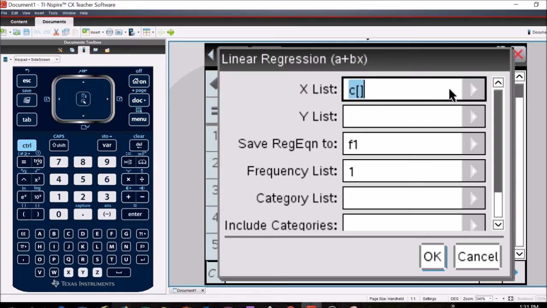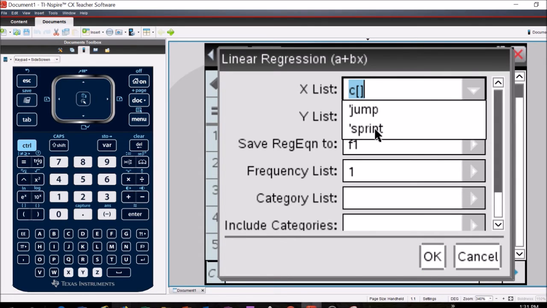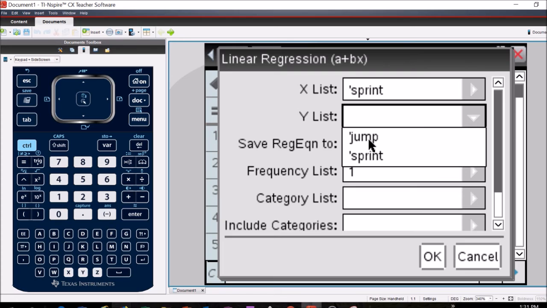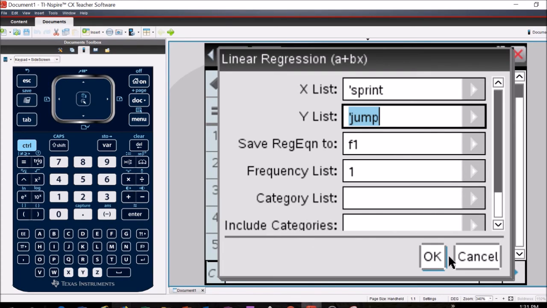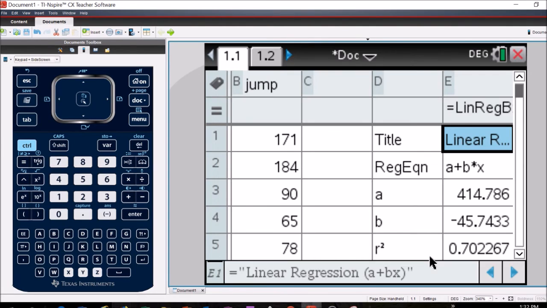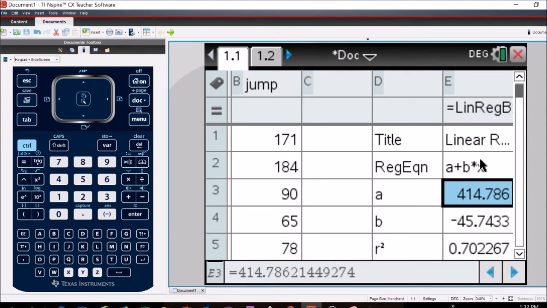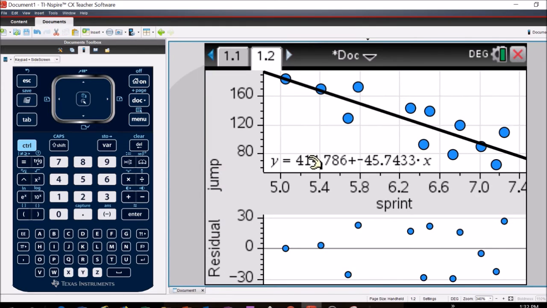So for linear regression, we are going to have to tell it what we mean. I had sprint as my x value and y as my jump value. And we're going to leave everything else alone. So sprint and jump for x and y, and then hit OK. Now, you'll notice right away, I hope, that these two values, the 414 and the negative 45.7, are the same values that we saw on the graph. Let me go back to the graph. And there they are, right here and right there. So now it's just showing us in table format, and that's our y-intercept and our slope. And that's another piece of evidence that it was a negative association. We found a negative slope.